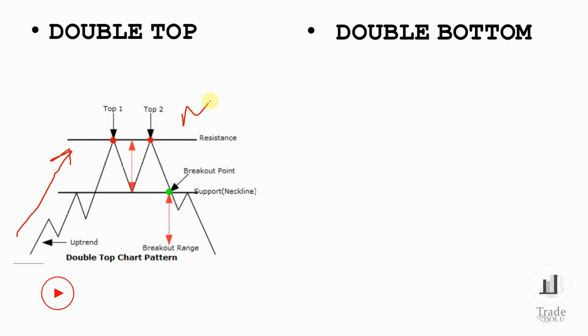See that it's like an M pattern. Okay, so that's exactly that. So let's see how the double bottom is going to look. In this case we had an uptrend, so in that case you will have a downtrend forming in front of you. Okay, pardon my drawing once again.